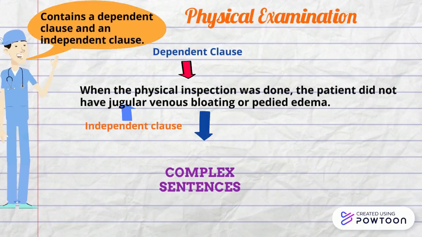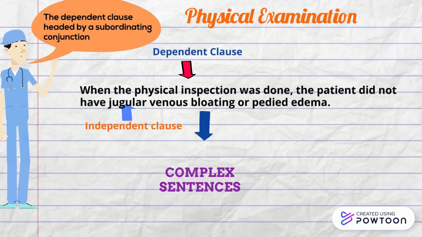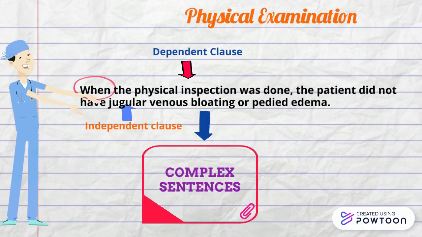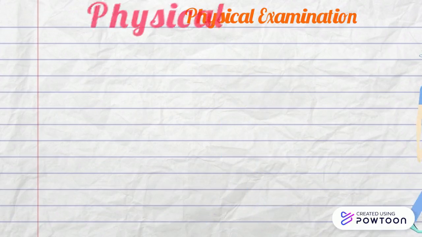The sentence contains a dependent clause and an independent clause. The dependent clause is headed by a subordinating conjunction. This is a complex sentence.